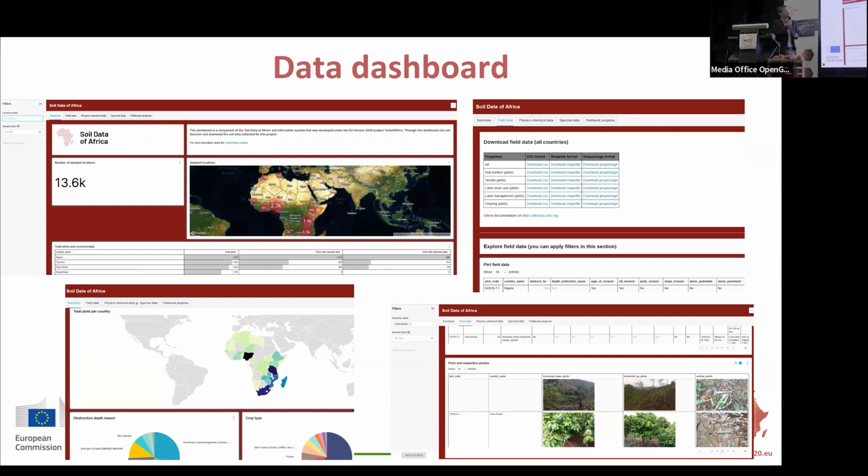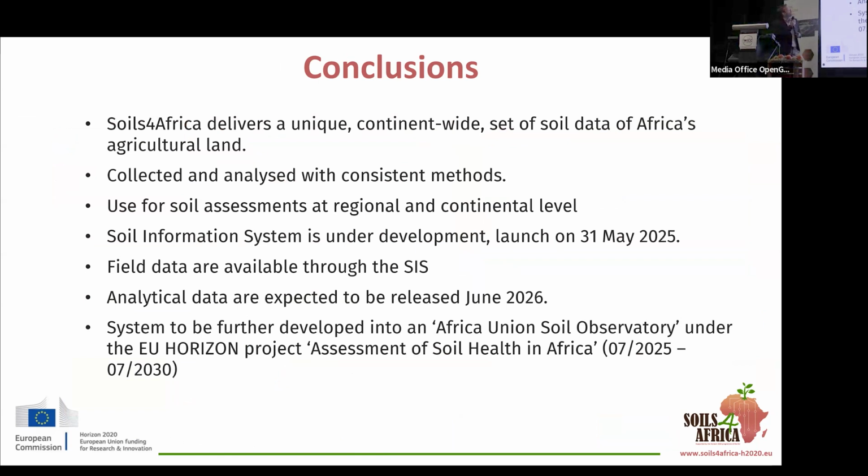There is a data download section. The field pictures are all available. There are some filtering mechanisms. So it's evolving into quite a rich environment. My last slide, a couple of conclusions. The Soils4Africa project delivers a unique continent-wide set of soil data representative of Africa's agricultural land. All the samples were collected and analyzed with consistent methodology. I think that is also unique for this project.